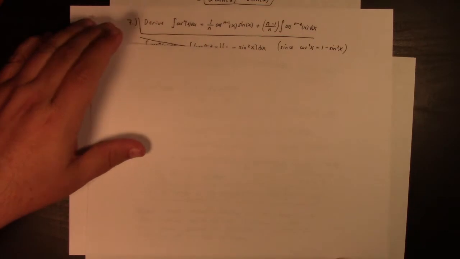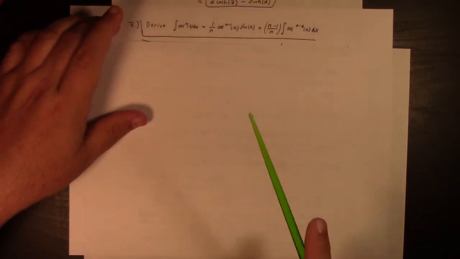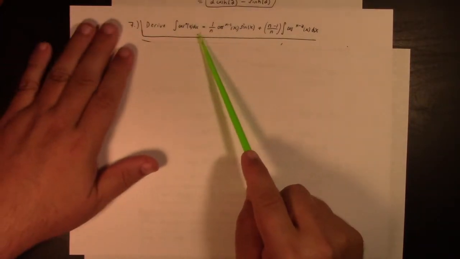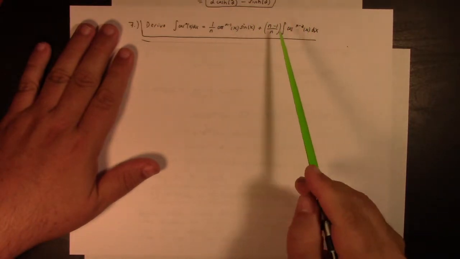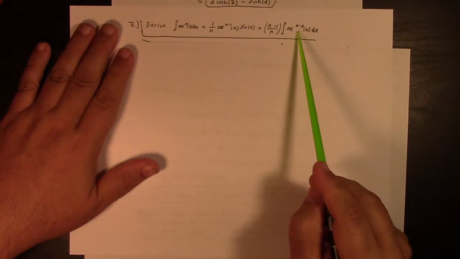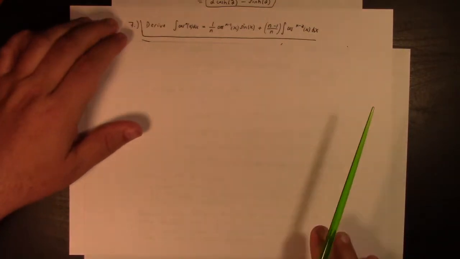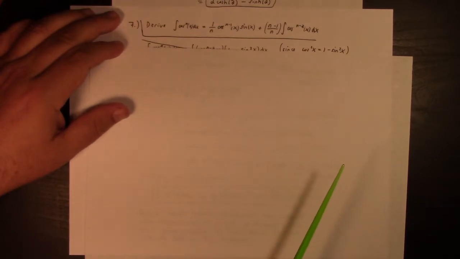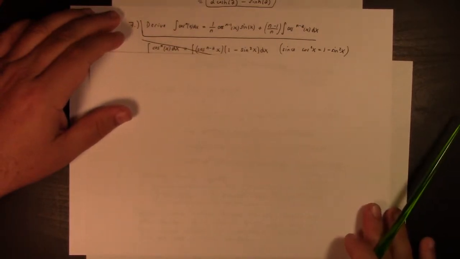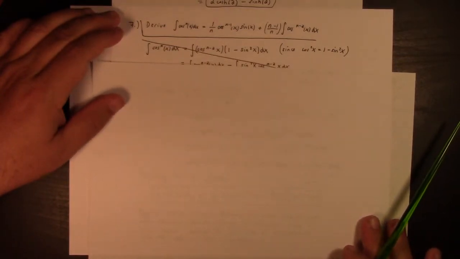Example 7 is a little bit more adventurous. Here we're asked to derive that the integral of the nth power of cosine is 1 over n cosine to the n minus 1 power of x sine of x plus n minus 1 over n integral of cosine to the n minus 2 power of x dx. All right, so this is allegedly true for n, I suppose, greater than or equal to 2. And here's how it goes.